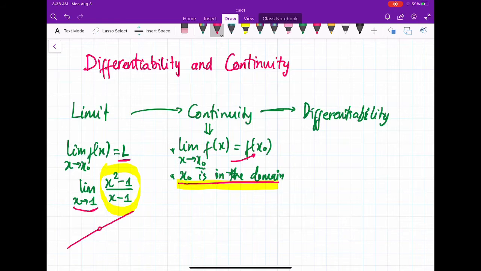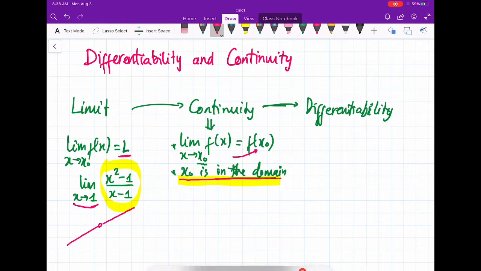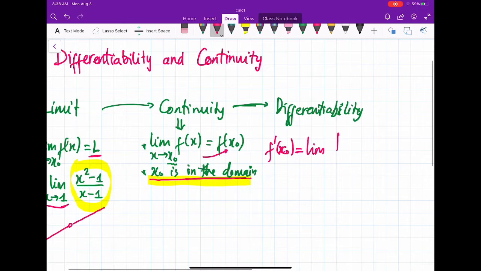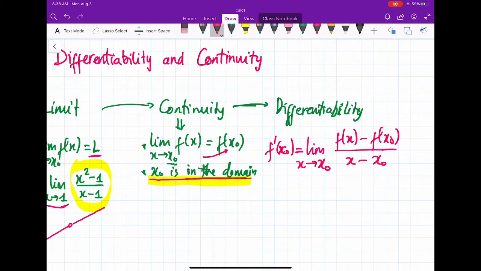Again, what is the derivative? At some point, let's say at x0, we know that the derivative is f prime at x0 equal to the limit of f of x minus f of x0 divided by x minus x0 when x approaches x0. Again, the derivative is defined via limits. You see? So that means we have the right, and not only a right, we need to consider the left limit and the right limit.